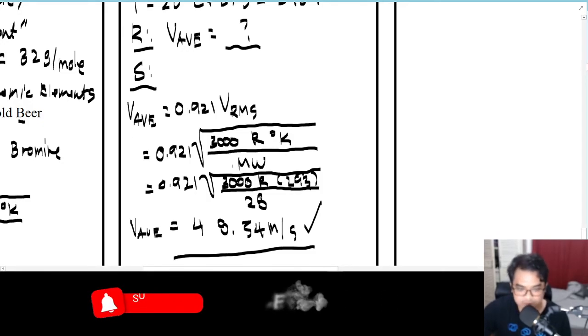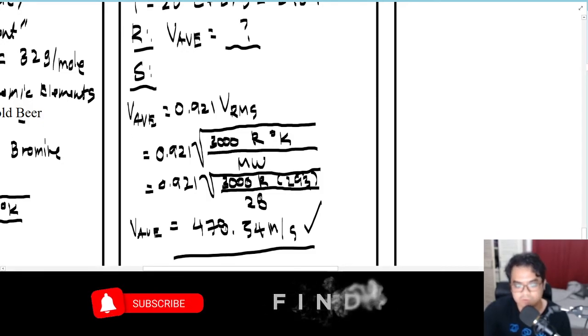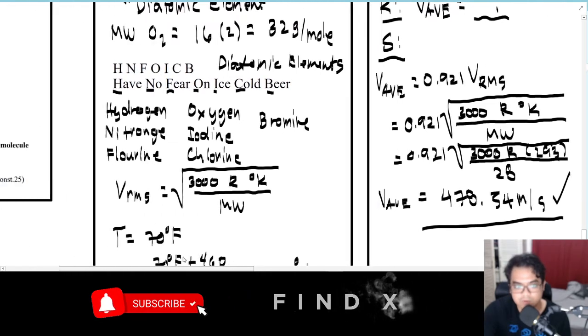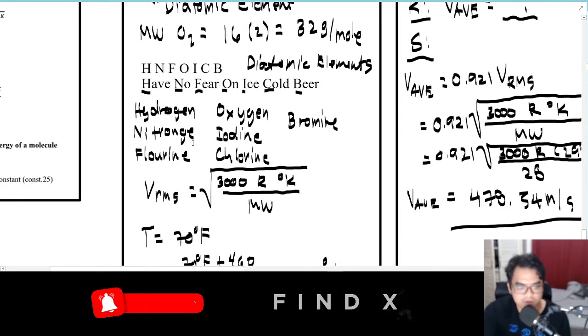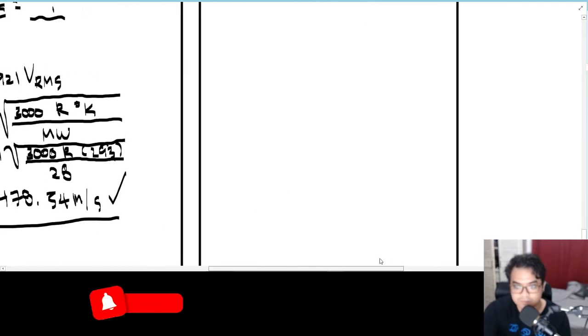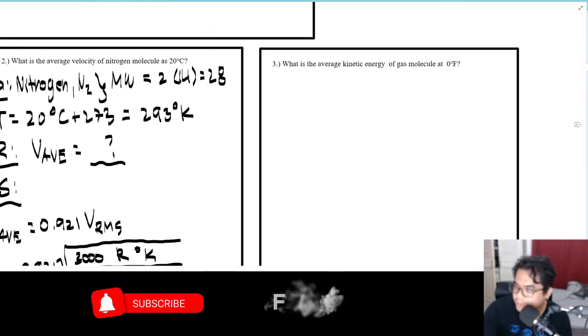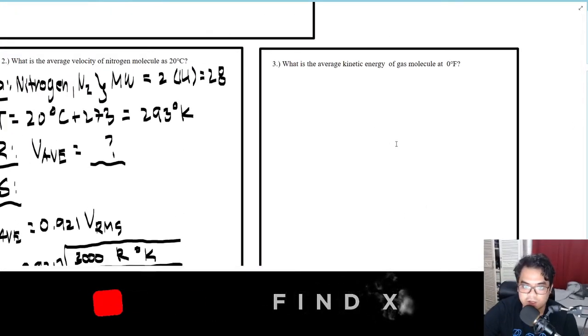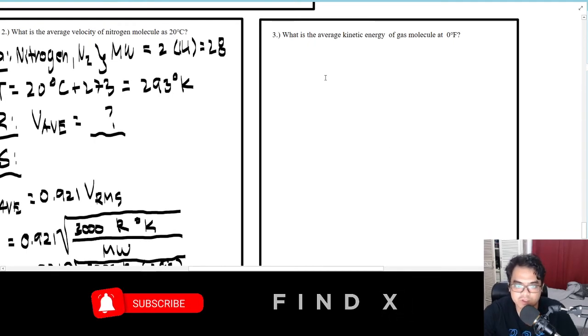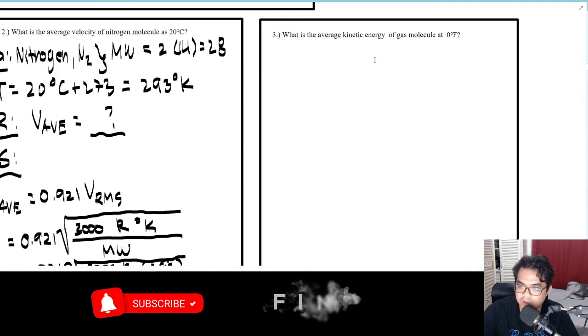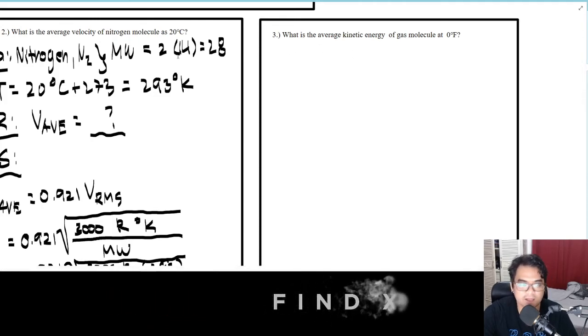It should be 7. So as you can see, nitrogen is here. So let's move on to the next number. So let's have the number 3 and the last number, which is: what is the average kinetic energy of a gas molecule at 0 Fahrenheit.